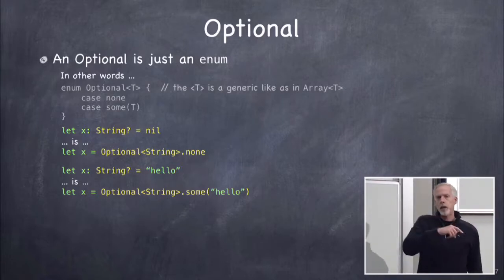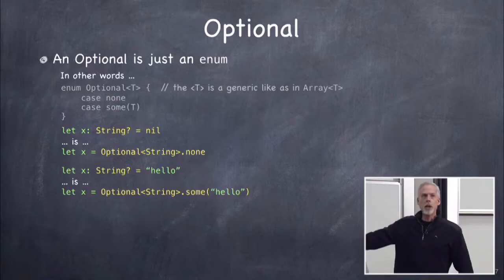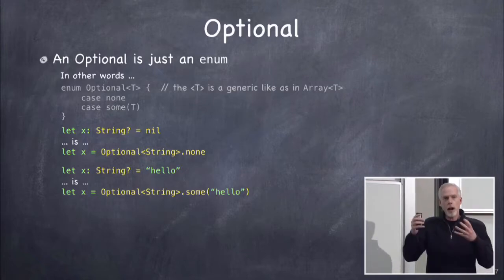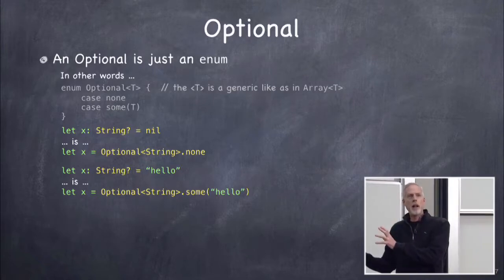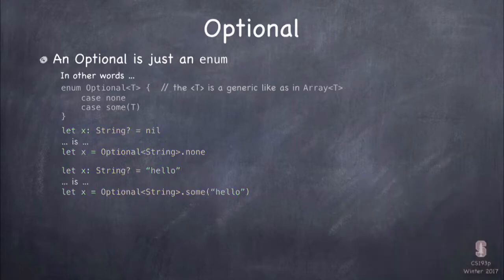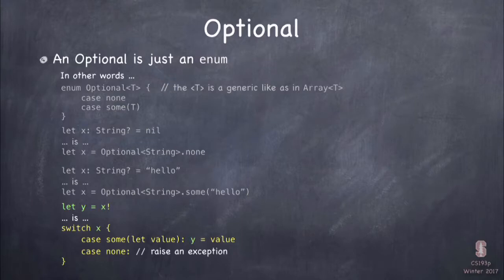And same way, if I say let x equal an optional string that equals hello, I'm just saying x equals optional angle bracket string dot sum with associated value hello. Everyone got that? Okay, so that's all that's happening there with the question mark thing. And then here is the unwrap.